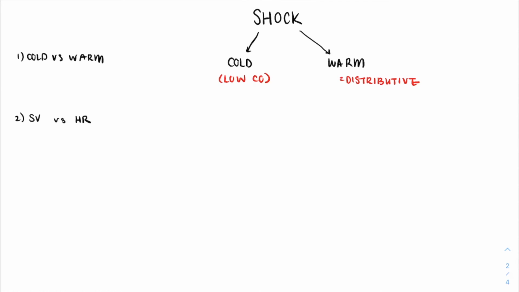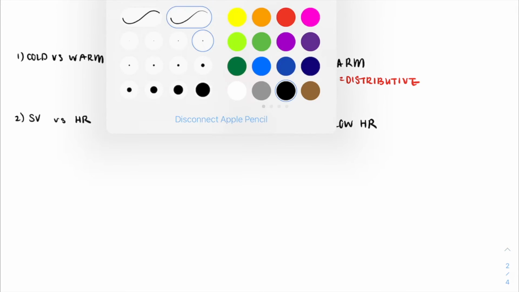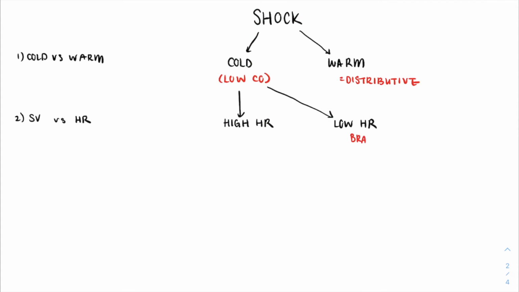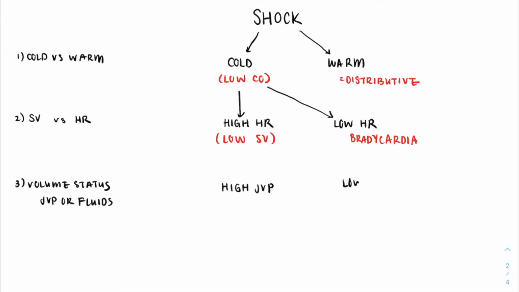Then we should think about whether the cardiac output is low because of stroke volume or heart rate. Low heart rate suggests bradycardia as an etiology for hypotension and shock, whereas a high heart rate suggests that the etiology of low cardiac output is due to a decreased stroke volume. If that's the case, then we should consider the volume status of the patient, and this can be done by looking at both the JVP and also the response to fluids. An examination with low JVP or response to fluids suggests hypovolemia as an etiology for the shock.